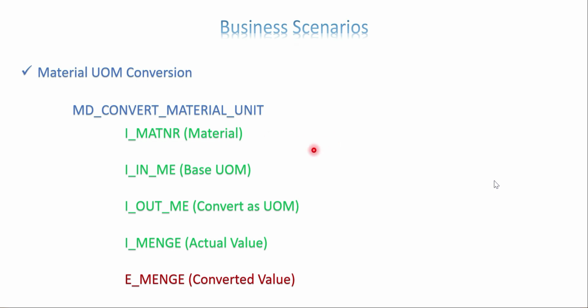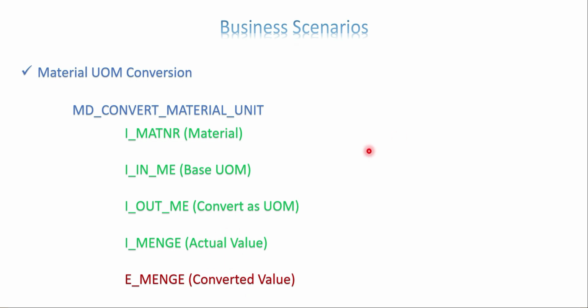This is one of the function modules which gives what we expect. These are the import parameters: we have to give the material and the base unit of measure. Converts-as unit of measure is which UOM you want it converted to, and we have to give the actual value of the material. And E_EMNG is an export parameter. It gives the converted value.